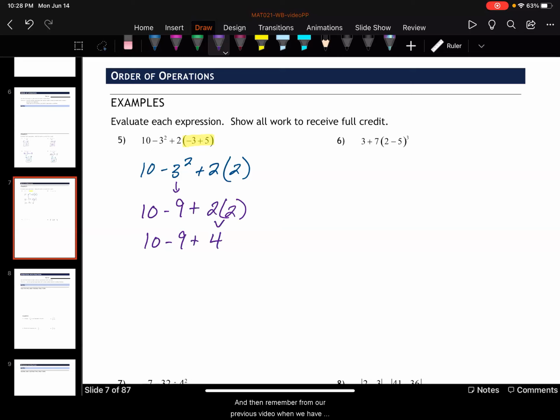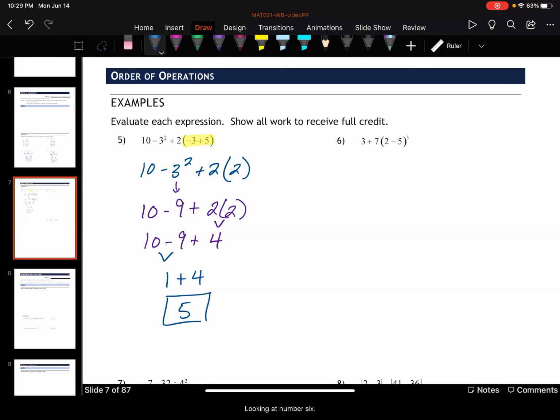And then remember from our previous video, when we have addition and subtraction, we need to just go left to right. So 10 minus 9 would give us 1. 1 plus 4 would be 5. So the final answer for number 5 is 5.